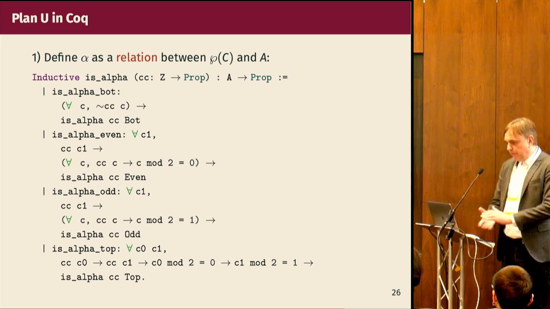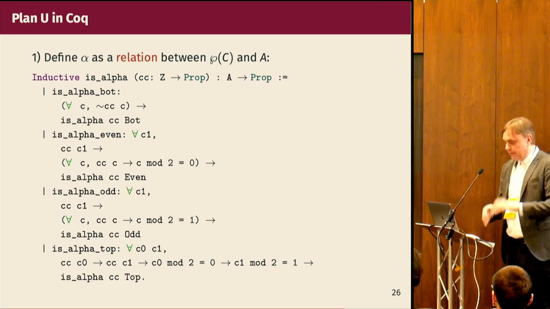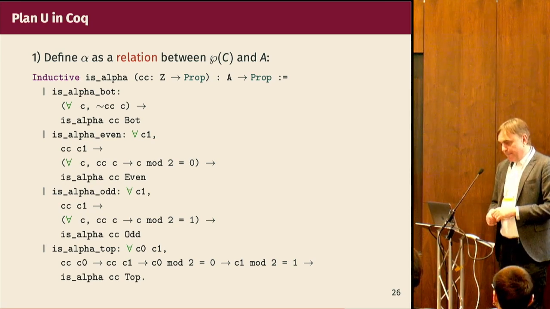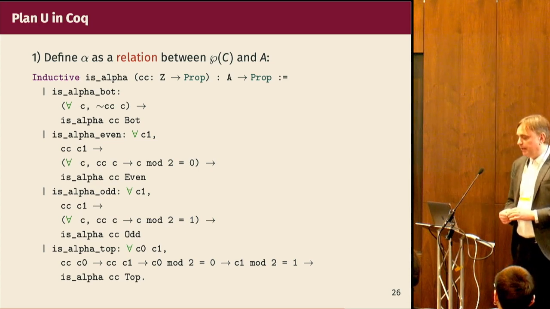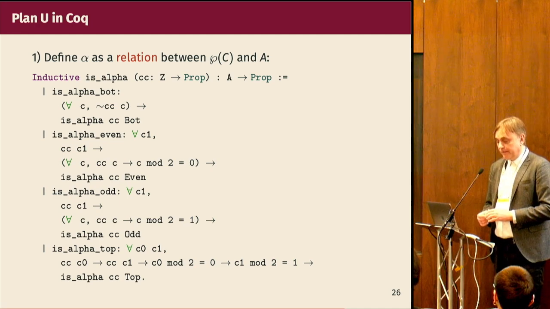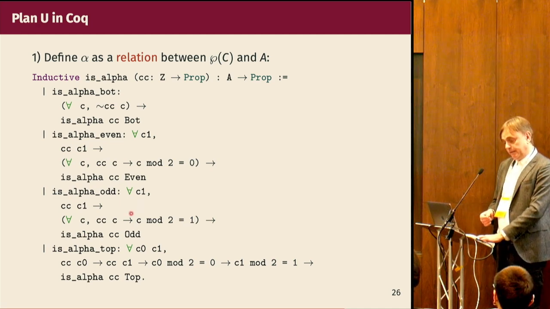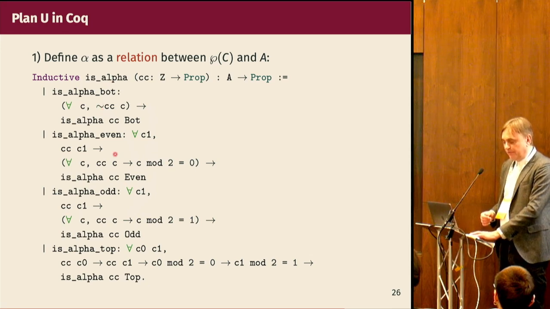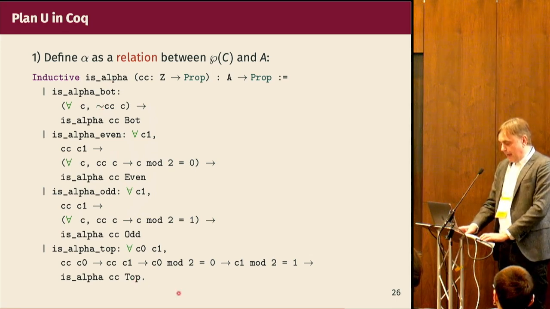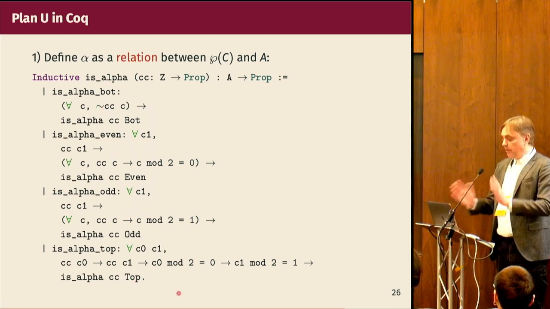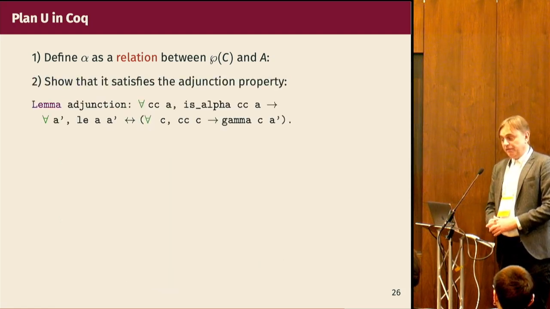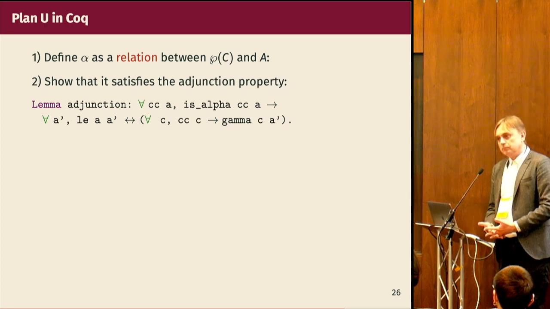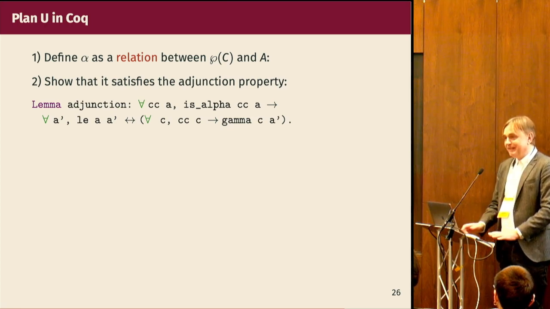And so if we want to do the plan U in code, I tried to do that while preparing those slides. So we can define alpha as a relation between sets of concrete things and abstract things A. So this is the parity abstraction, so there will be 4 cases: bottom, even, odd, and top. And it's just a relation, nothing is computable in there. You can show that it satisfies the adjunction property, so it's a good alpha, if you want.